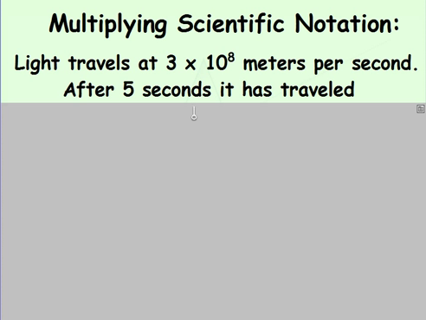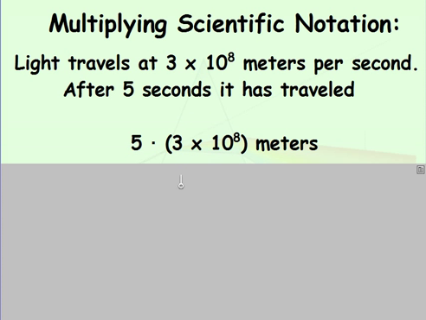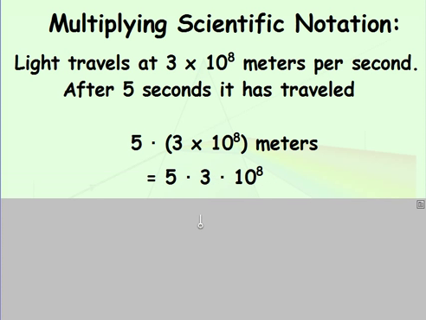I want to find out how far it's traveled after 5 seconds. After 5 seconds, it's traveled 5 of those 3 times 10 to the 8th meter distances. When I multiply scientific notation by a number, remember that this is all multiplication. I'm actually going to take the parentheses away.